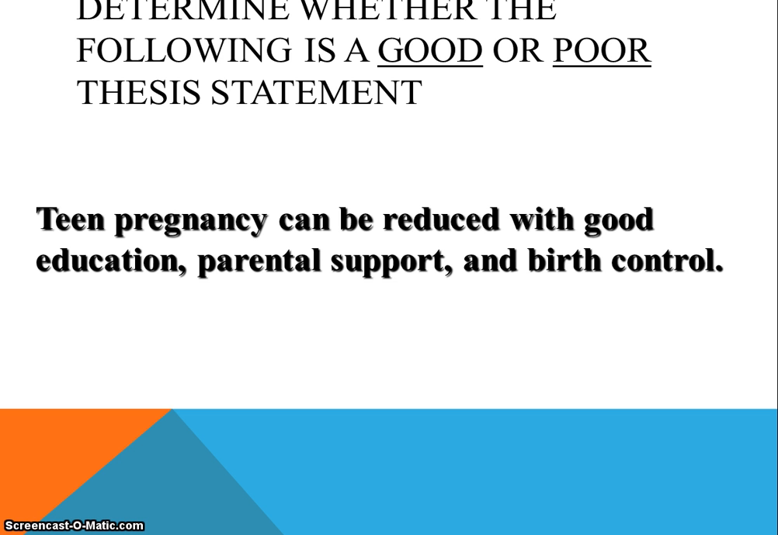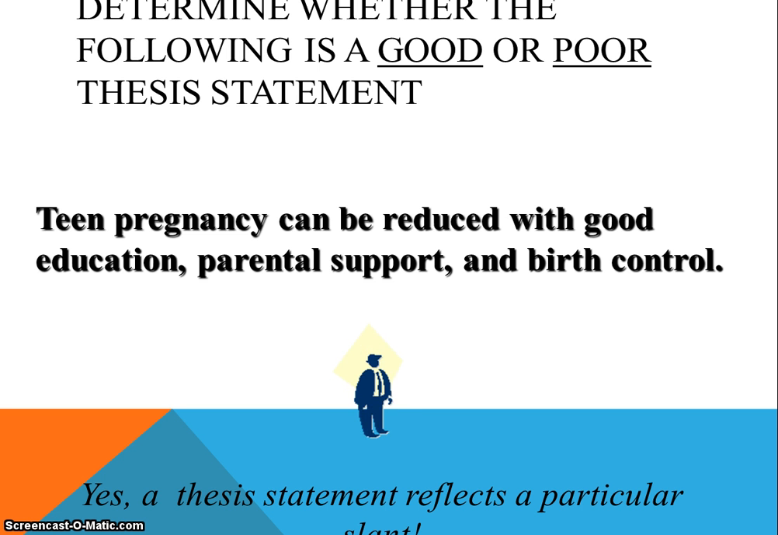Teen pregnancy can be reduced with good education, parental support, and birth control. Good or bad? Right. This one is good. It reflects a particular slant on the topic, and this is what we want. However, we would still need to go through and qualify this one, because if I wrote this by itself exactly the way it is here, it would come across as my own personal view, and we don't want to do that. What we could do is say something like, many studies suggest that teen pregnancy can be reduced with good education, parental support, and birth control.